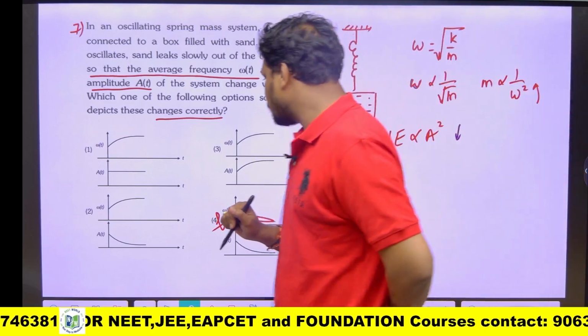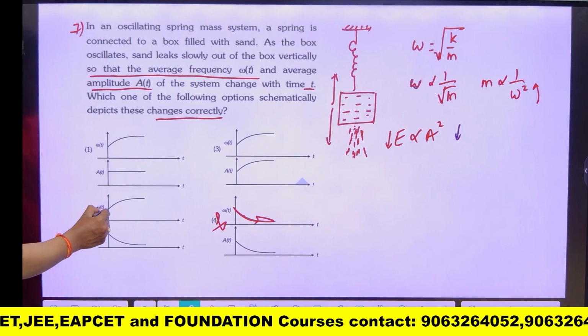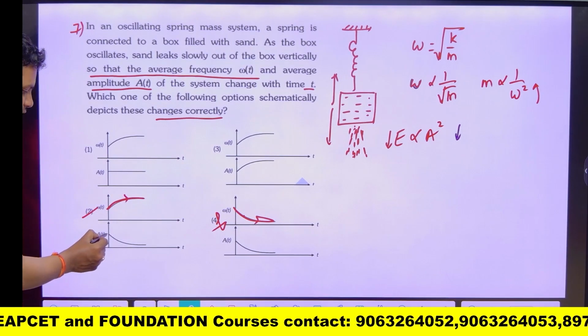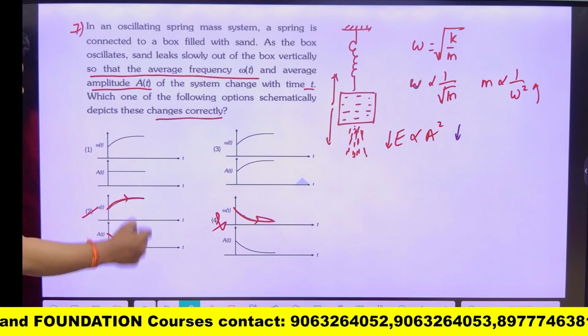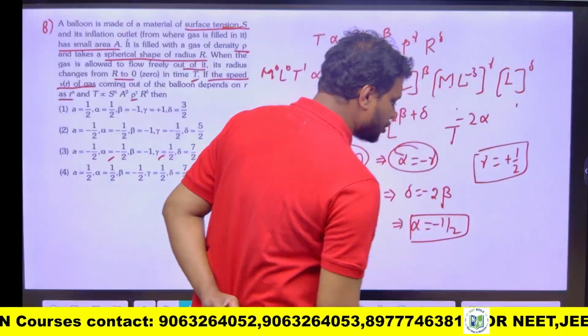Then which option correctly predicts this? Option 2. In option 2, angular frequency keeps on increasing and the amplitude A is decreasing. So option 2 is correct. Then we are going to discuss the next question.